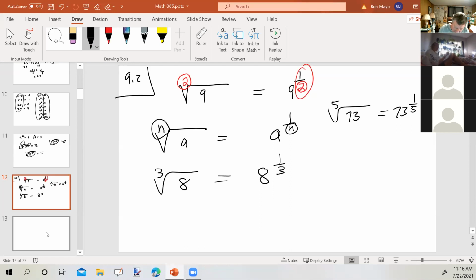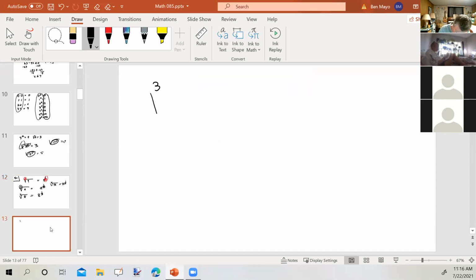Hopefully. All right. Let's say I have the cube root of 4 squared. This would be 4 to the 2/3 power. The index is the denominator of the exponent, but the power is the numerator of the exponent. Okay. So the cube root of 4 squared would be 4 to the 2/3 power. Any questions so far?